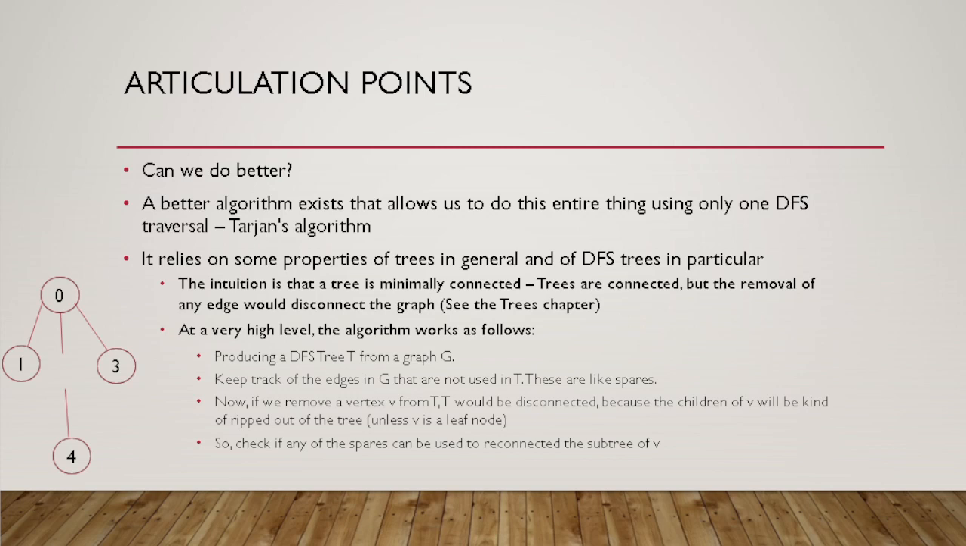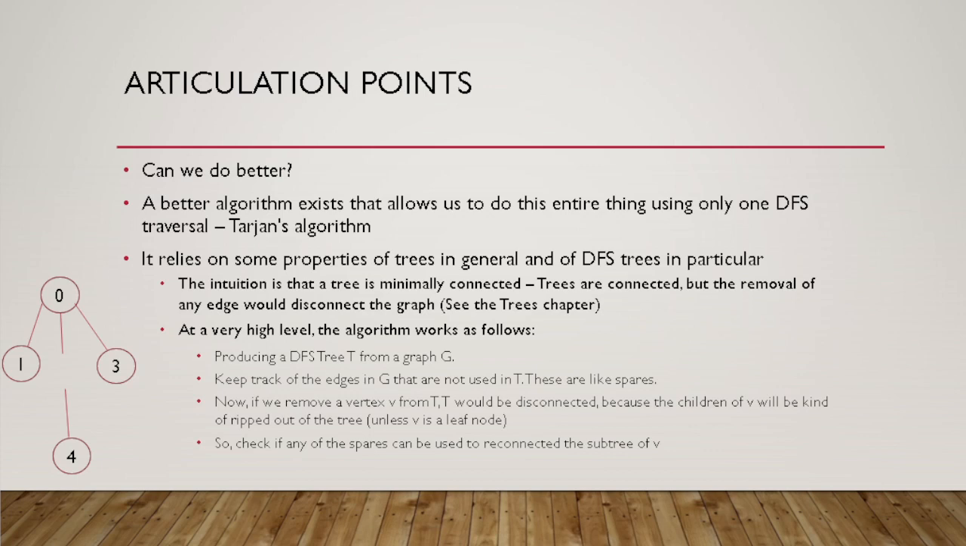But let's say that it's not a leaf node. Then its children get disconnected from the graph, right? So that would mean that 2 is an articulation point, right? But if we're talking about the original graph G, not the tree T, then 2 is only an articulation point if there's no spares that can be used to reconnect the subtree.